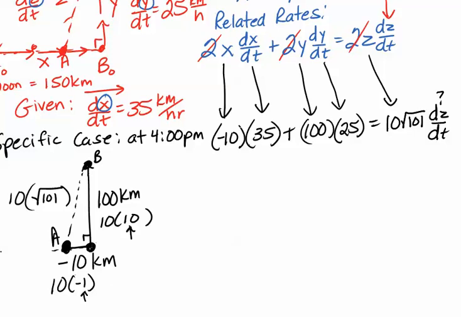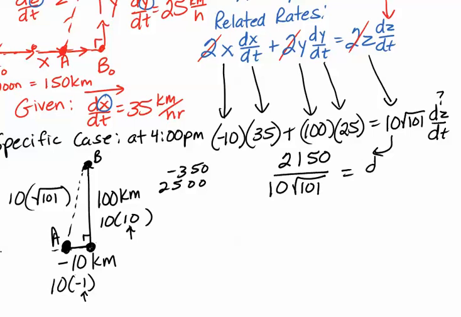So on the left-hand side, we have a negative 350 and a positive 2500. So it looks like we've got 2150 divided by, we're going to bring this to the other side, 10 square root of 101. And that would be, if I don't forget to put on units, that would be in kilometers per hour. That would be the rate at which the distance between the ships is changing.